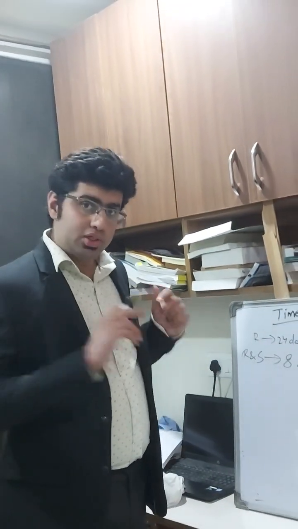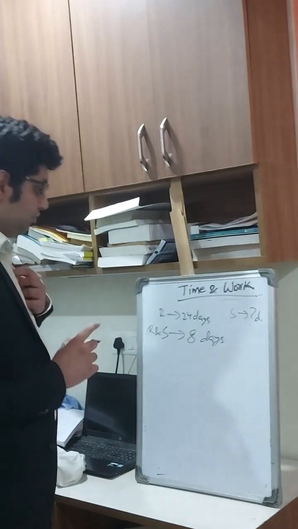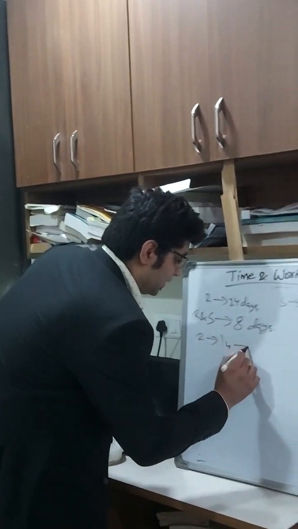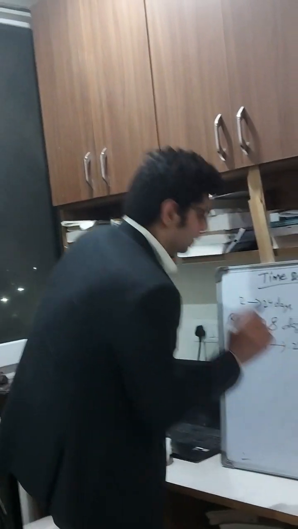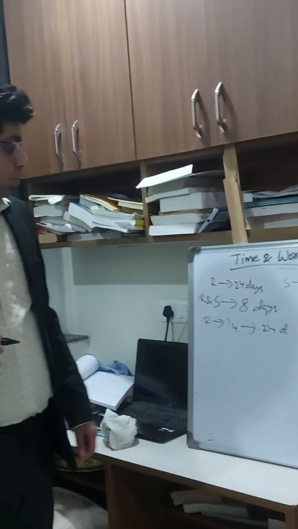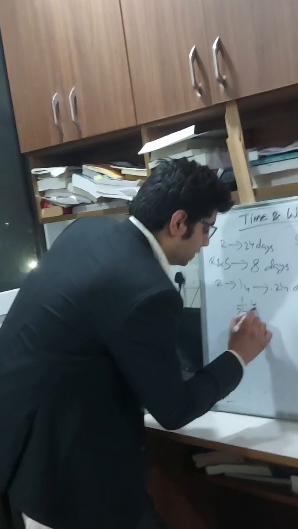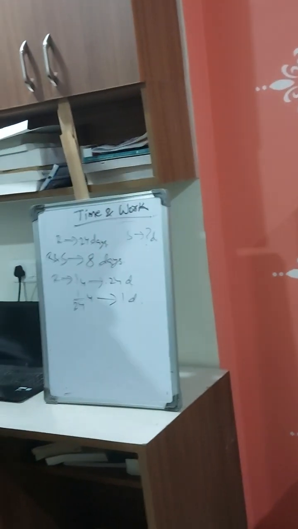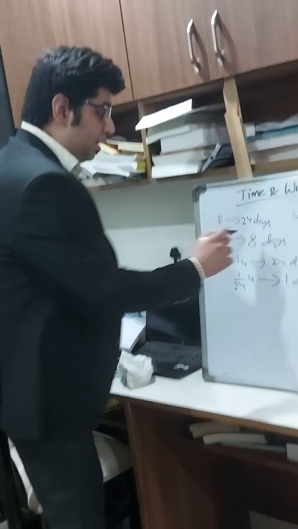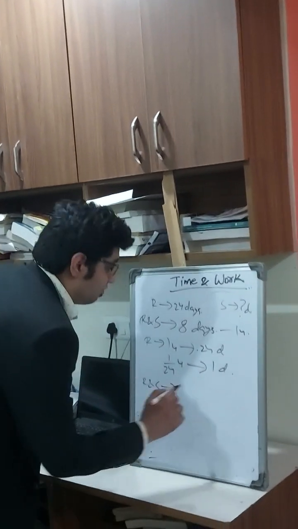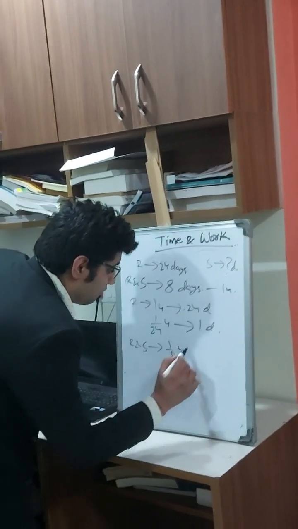Now let's see. We will apply the same logic. In 1 day's work, we'll try to find out. Ram is doing 1 unit of work in 24 days. Right. So in 1 day, how much work will Ram do? Again the same logic. In 1 day, he will do 1 by 24 unit. And together, they are doing 1 unit of work in 8 days. So Ram and Sham together will do 1 by 8 unit of work in 1 day.